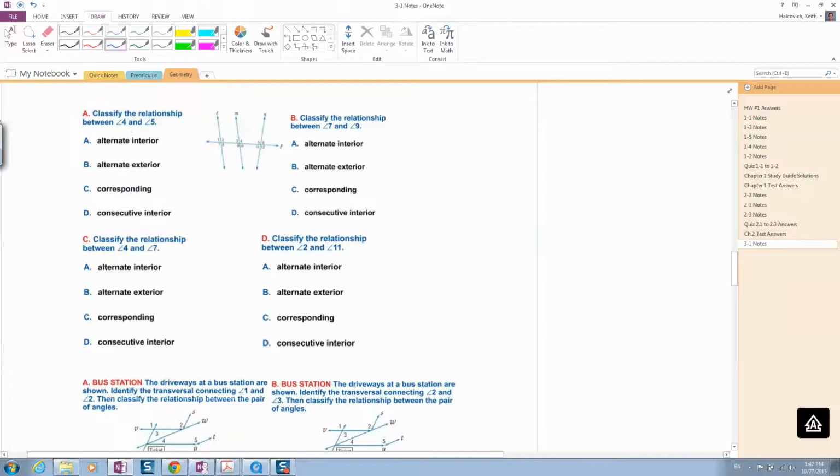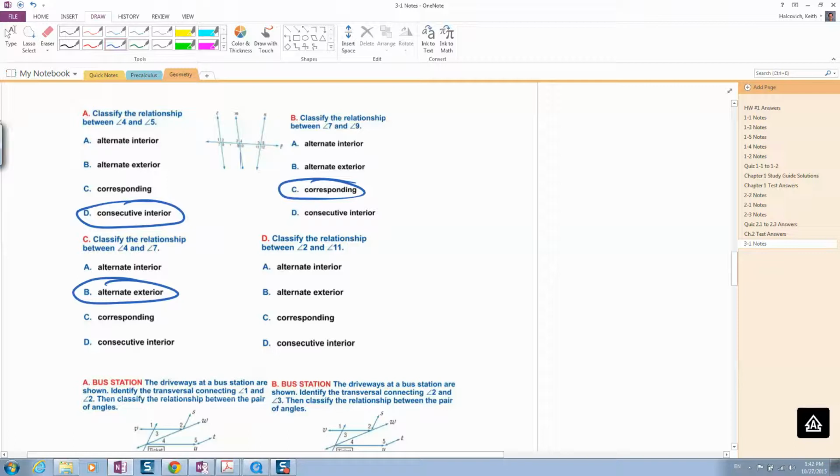Classify the relationship between 4 and 5. 4 and 5 are right here. They're interior and they're on the same side, so they're consecutive because we're looking at these two lines. 7 and 9. 7 and 9 are right here. One's interior, one's exterior, and they're in the same place, just on different lines, so they're corresponding. 4 and 7 are exterior and alternating.